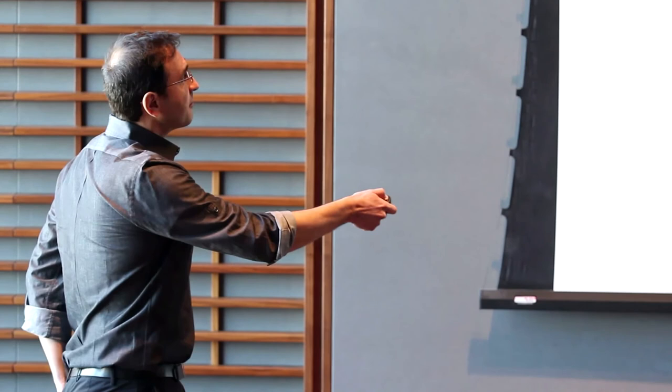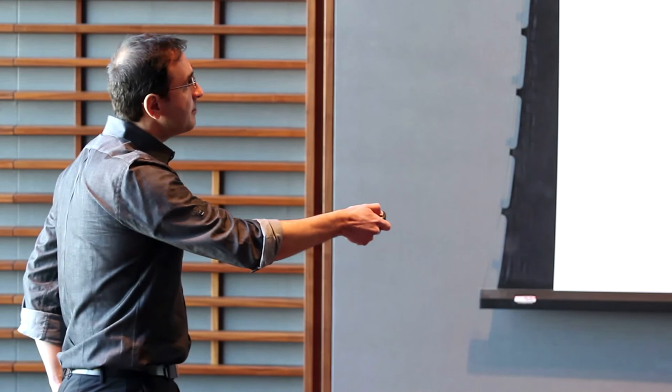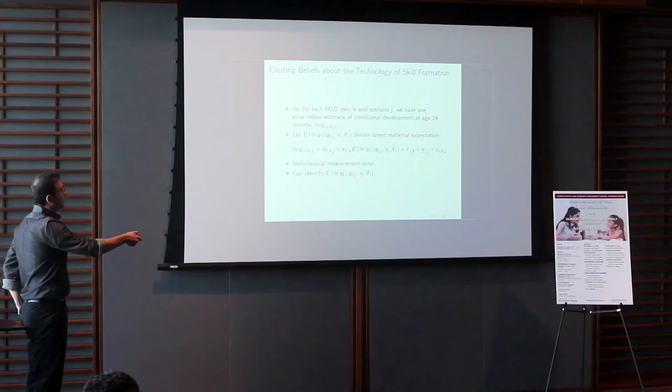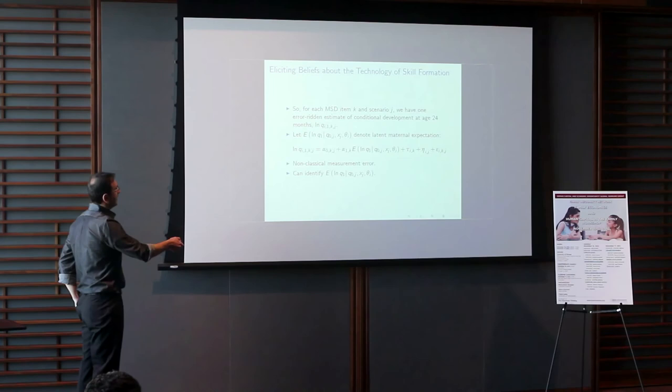But so for each MSD item, for each scenario, I'm going to have an error-ridden estimate of conditional development at age 24 months. I'm going to call this error-ridden measure this long guy here. And then what I am really interested in is this maternal expectation. And I'm going to treat this as a latent unobserved variable. Okay.